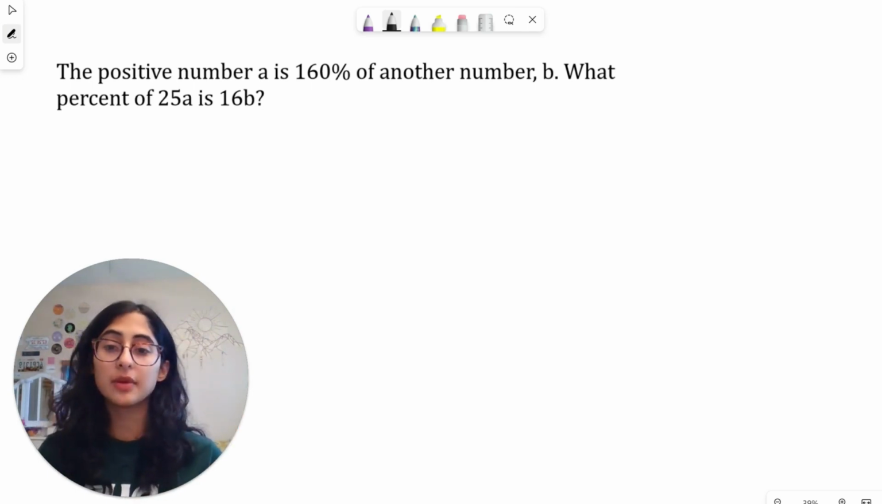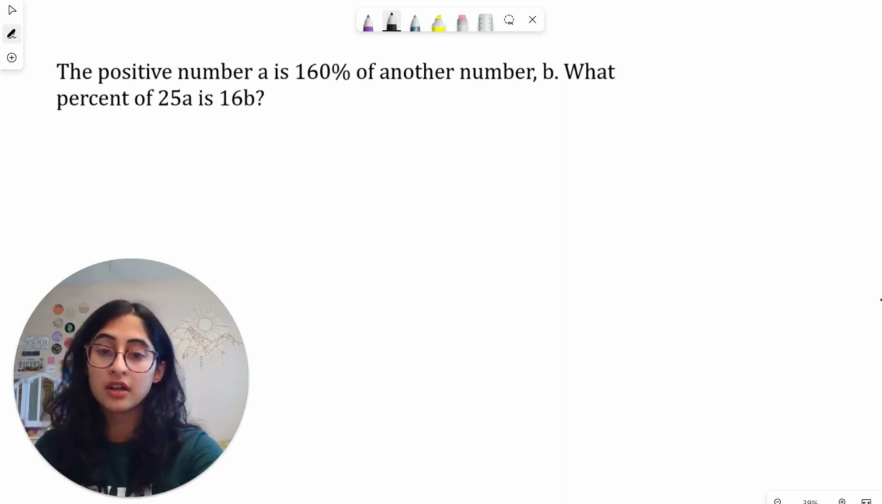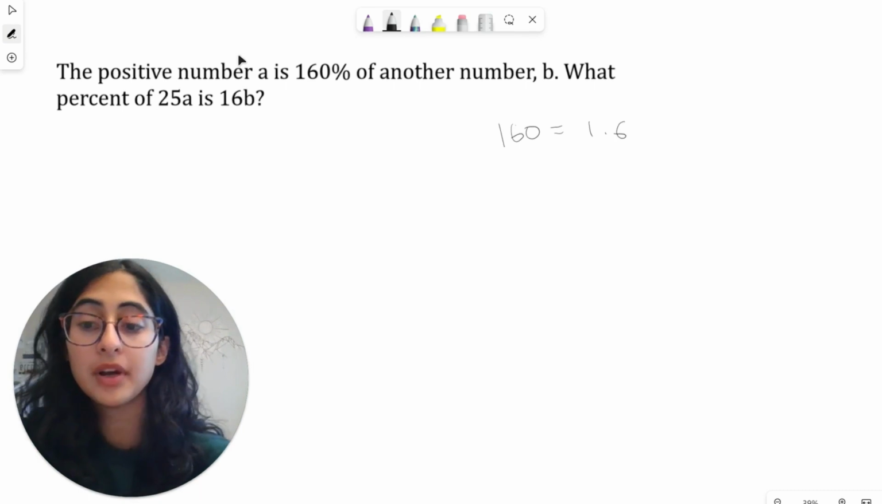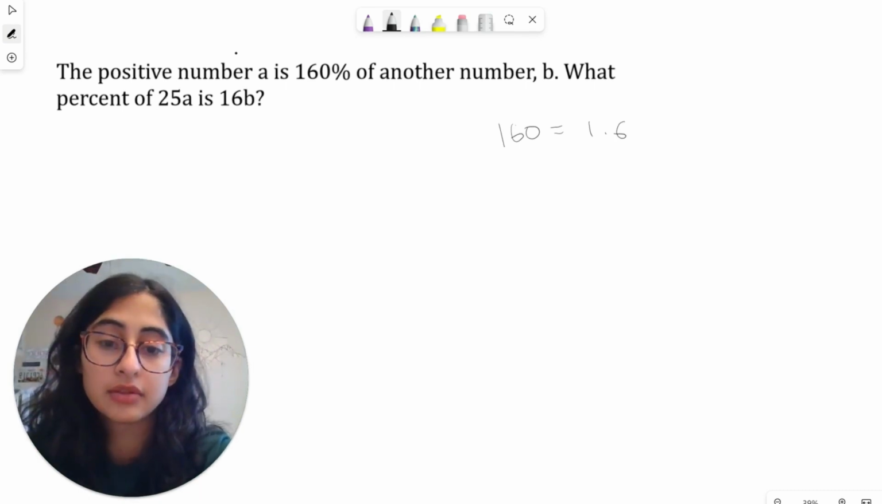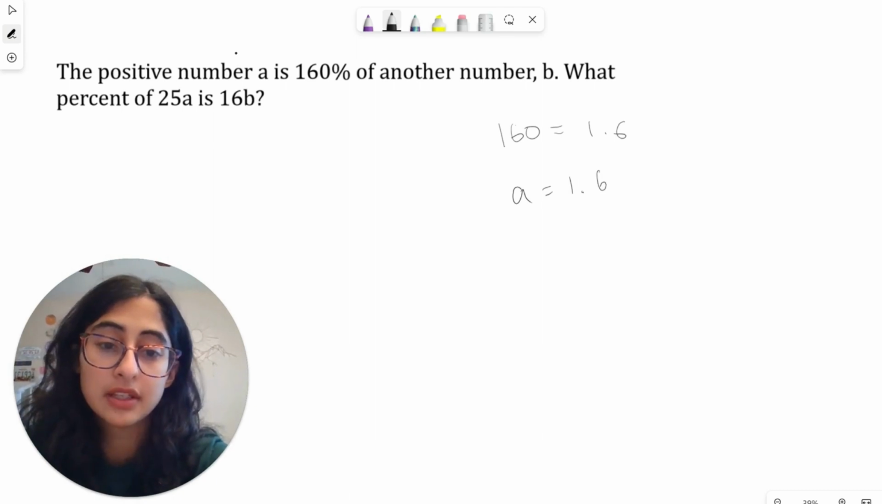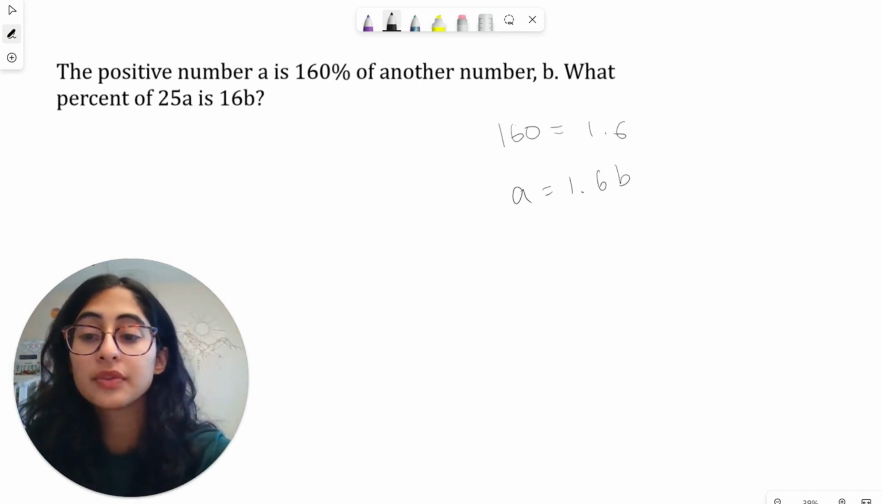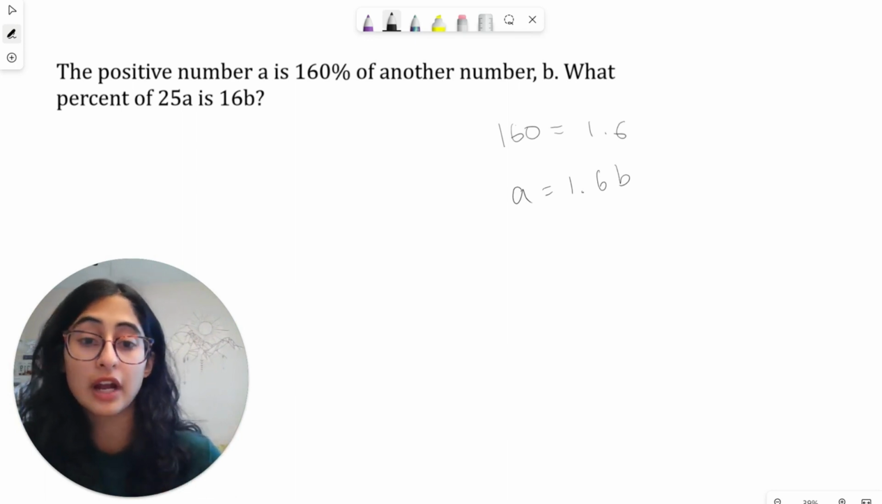Is there any way we can represent this in math? Well, we do know 160% is equal to the decimal 1.6. But I feel like saying a is 160%, or 1.6 times b, I just don't like dealing with those decimals. So let's instead try to put this in fraction form, because fractions are always, in my opinion, much easier to work with.